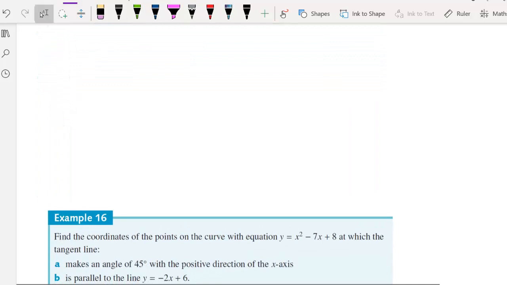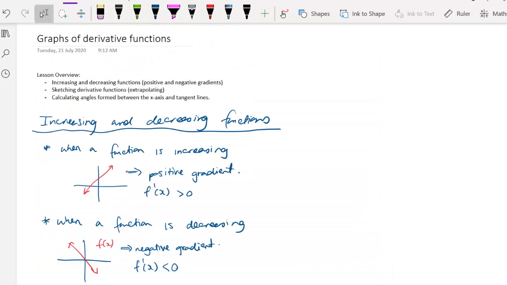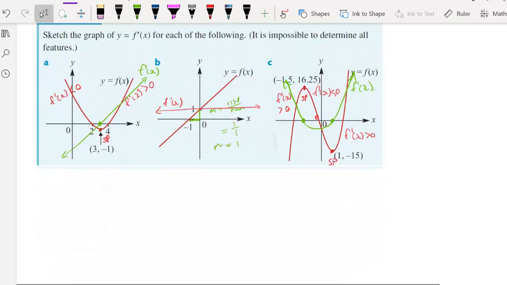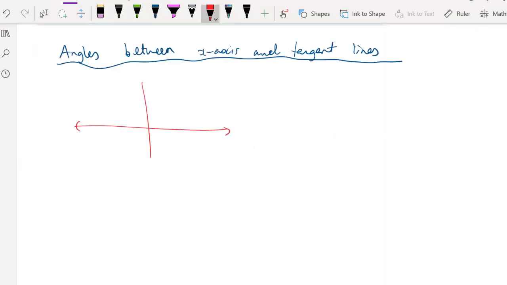Okay, so the third thing that we're looking at is calculating angles formed between the x-axis and tangent lines. So the idea is pretty straightforward. If we take any function, so let's just draw our f(x) up here, and we find the tangent of that function at any point. So let's say at this point here, we can draw in our tangent. That tangent line will always cross the x-axis. And when it crosses the x-axis, we can look at this angle that is formed.